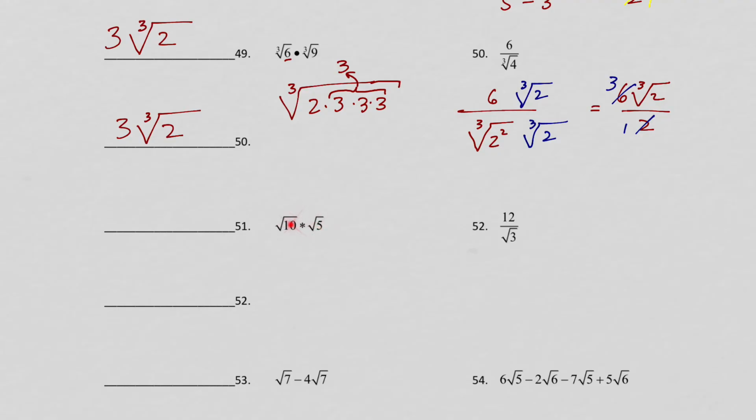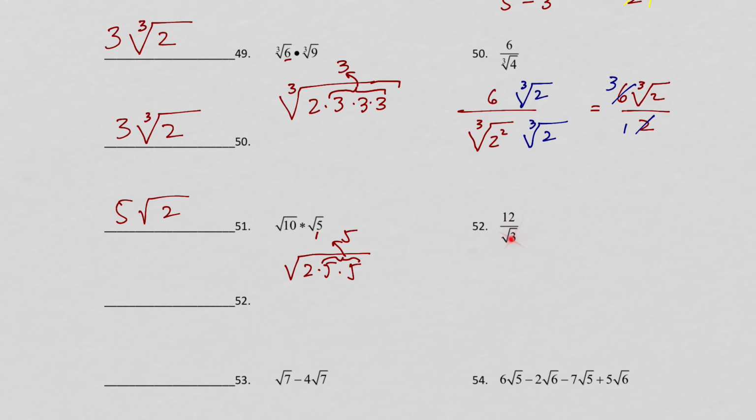You could multiply these together to get 50, and there's nothing wrong with that, but I'm instead going to do this. 10 is 2 times 5 times this 5, and these 2 will come out as 1, so I'll end up with 5 root 2. You could have multiplied this to 50 and then factored the 50. I just factored before I multiplied.